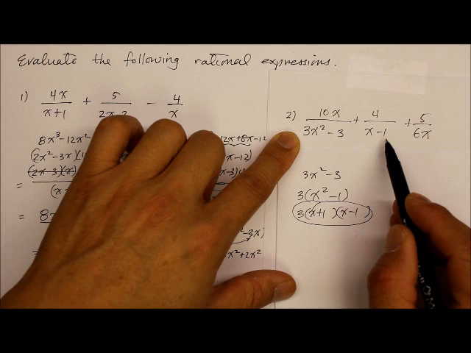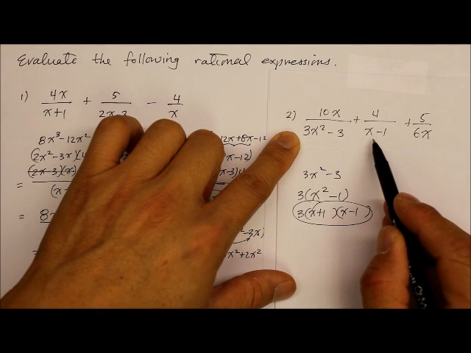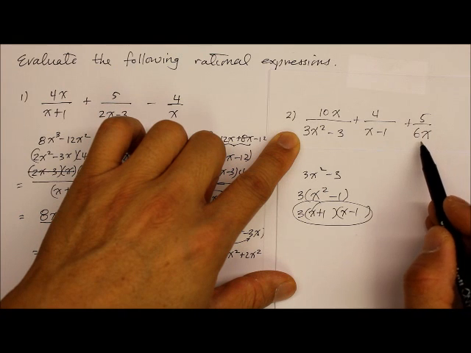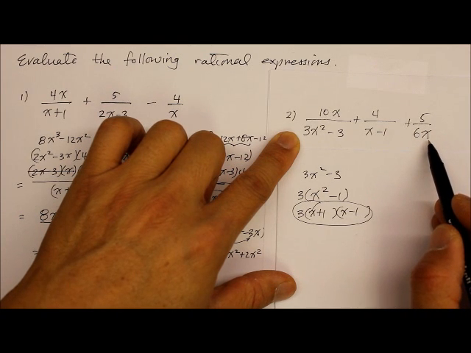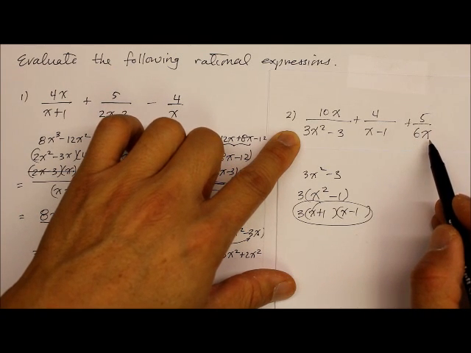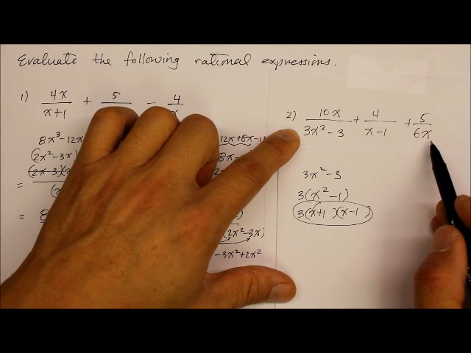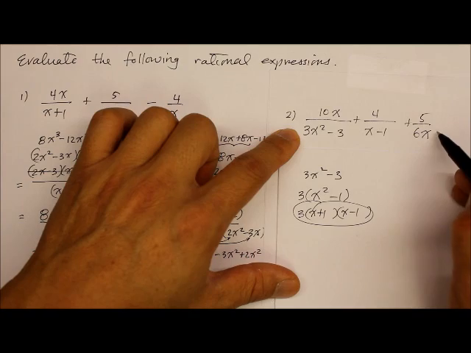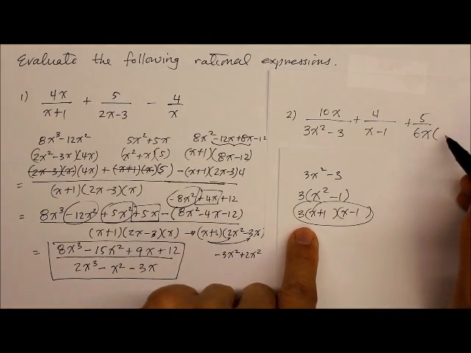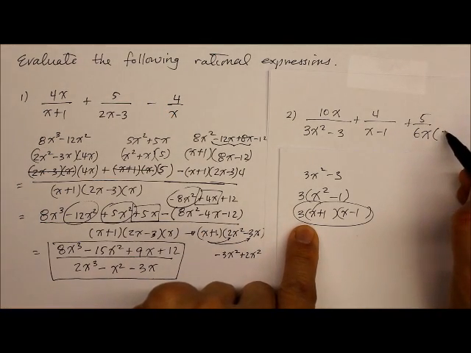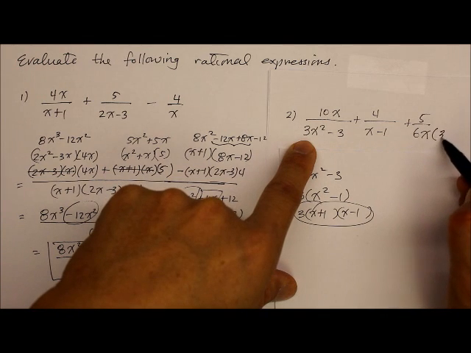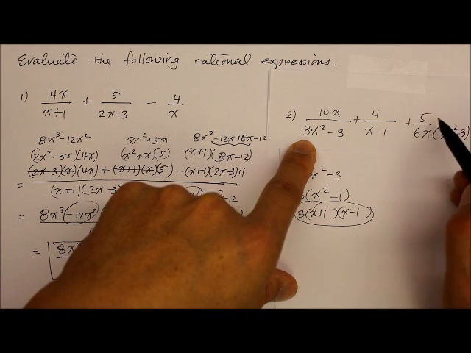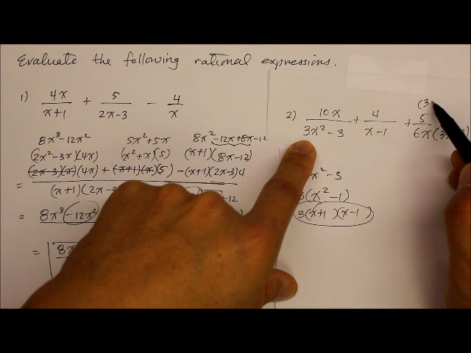The second quotient has already x minus 1. And the third one has 6x. So to make everybody happy, we need to give to every denominator the factors they do not have. Meaning, to the 6x, we have to give, well, the entire thing, I guess, 3x squared minus 3. And whatever you give downstairs, you have to give it up here also.